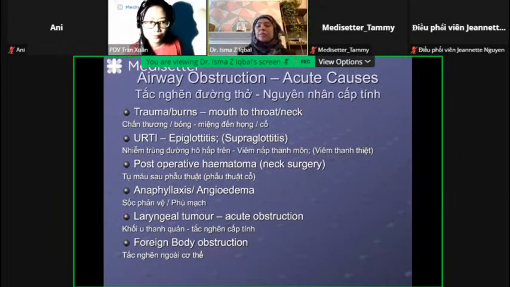If a patient has had some neck surgery, say for example thyroid surgery, they may develop a neck swelling, a hematoma, which can also block their airway by external compression.